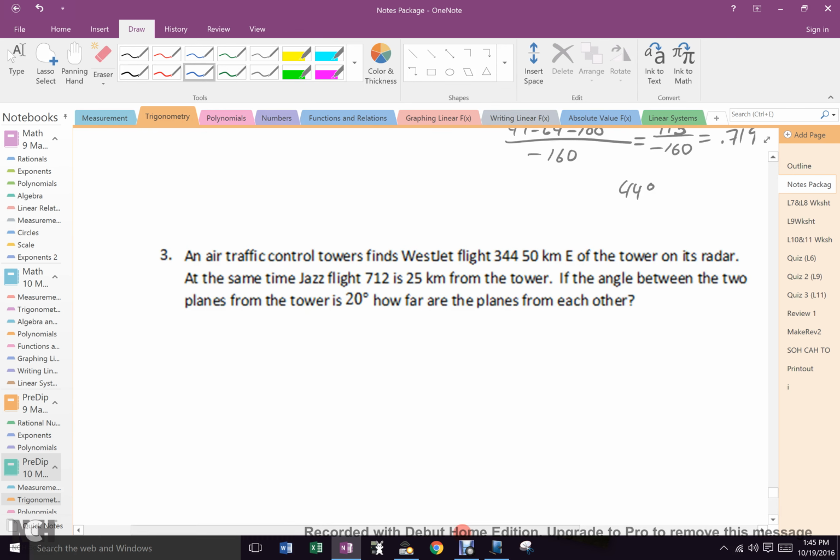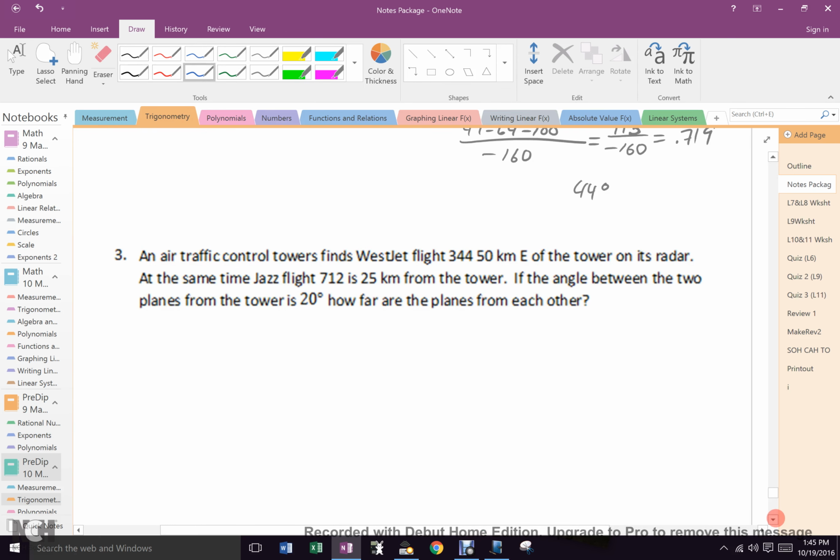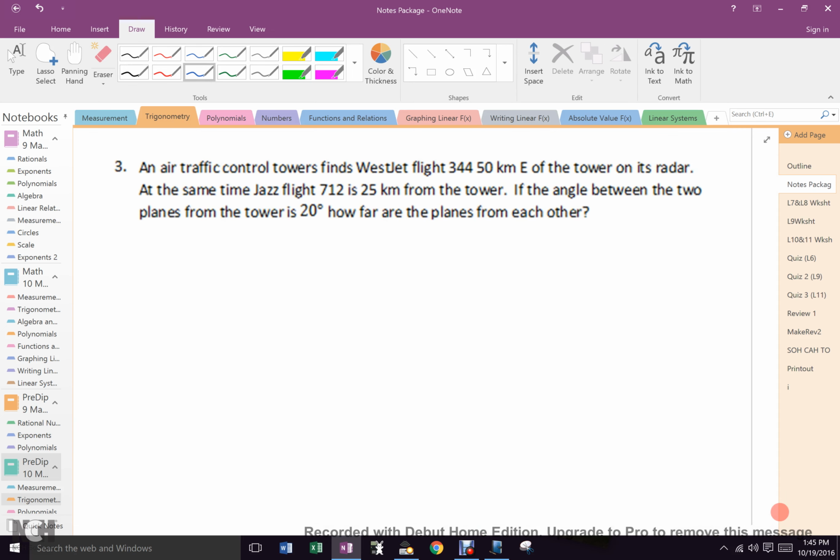Now, as always, I like to show you guys a real-life situation. This is a real-life situation. Because this is the type of people that use this in reality. I realized after I typed this out that this looks like a math number. It isn't. It's flight 344 that is 50 kilometers away. Okay? I realized after I typed it, I was like, screw it.